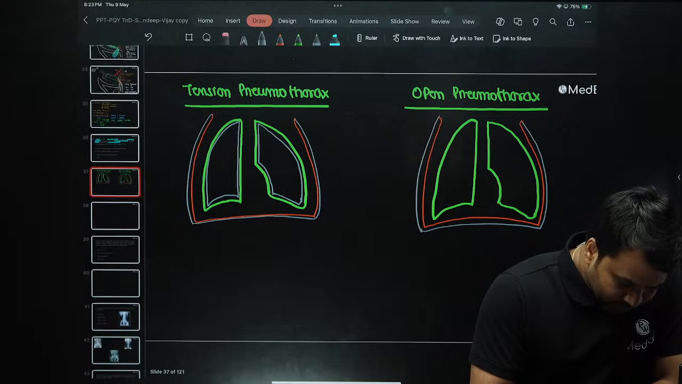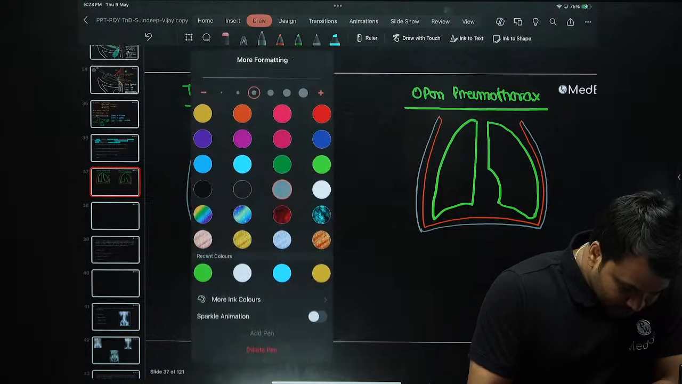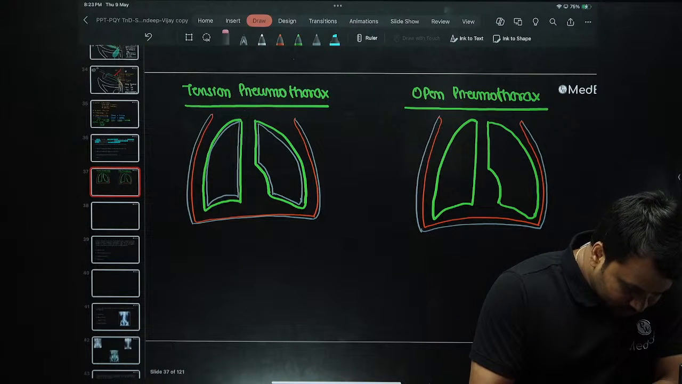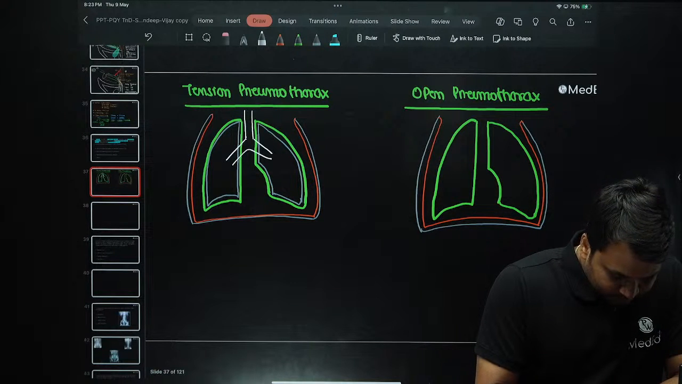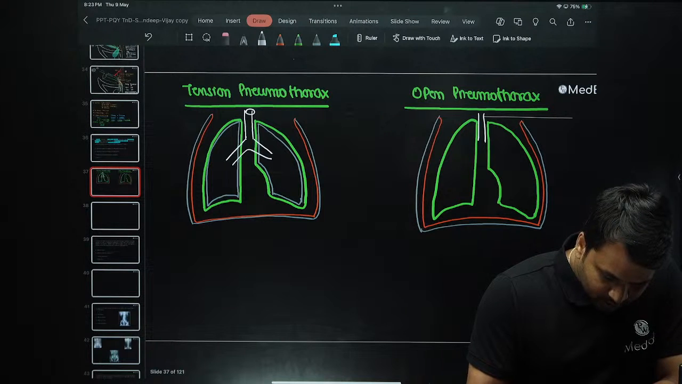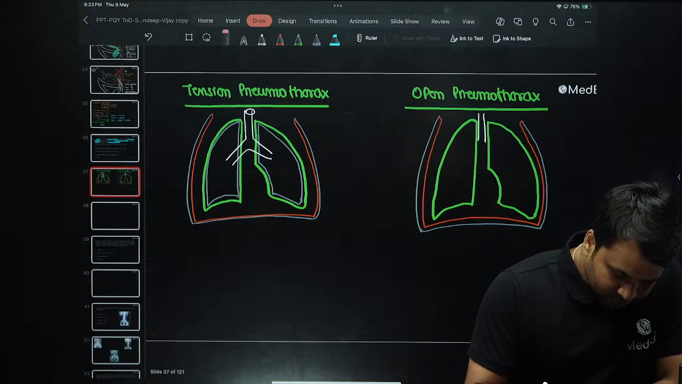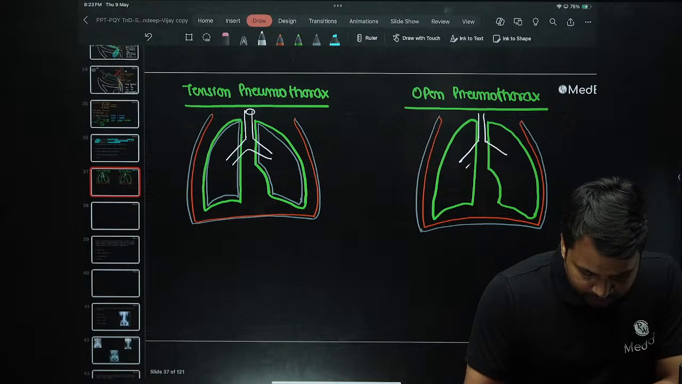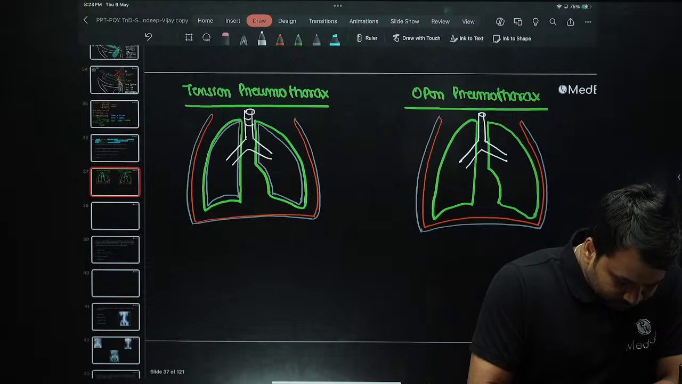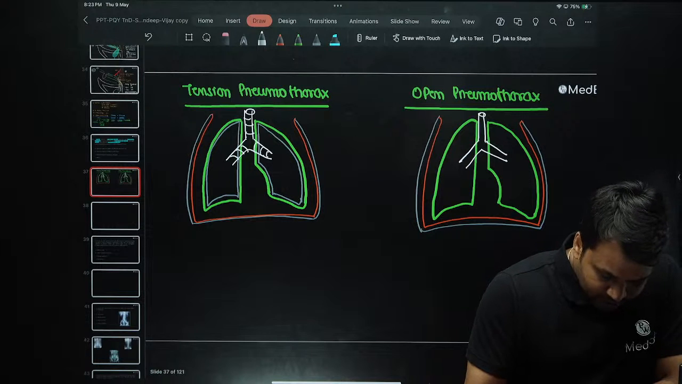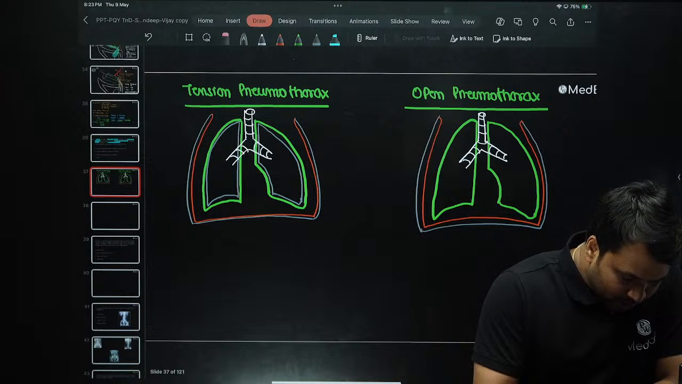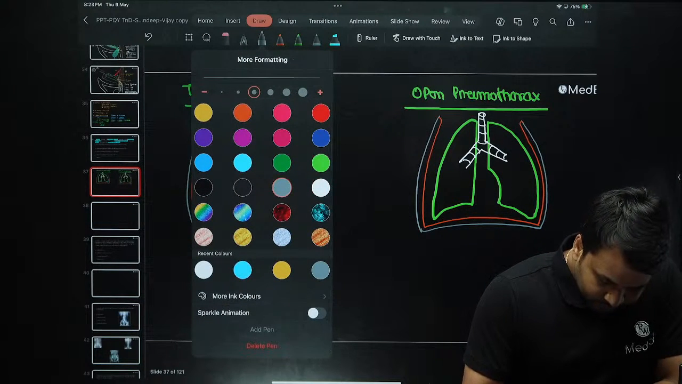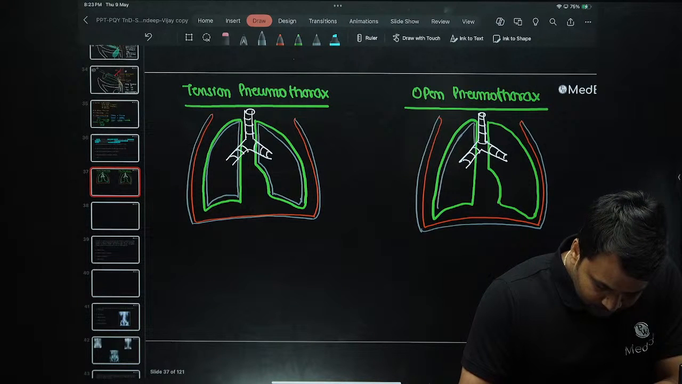And let's say this happens to be the trachea. This is the tracheal component. Now, how do you differentiate between a tension and an open pneumothorax? It is purely on the mode of injury. This is the lung that we're talking about.